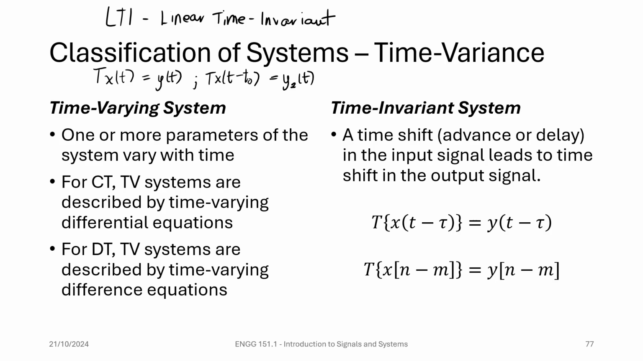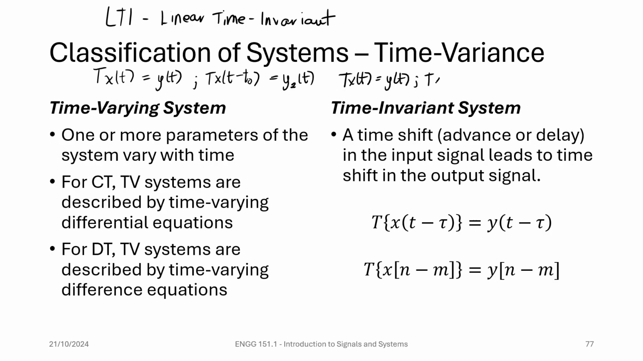Okay, so for CT, TV systems are described by time varying differential equations, and for DT naman, time varying difference equations. Okay, so let's go to time invariance. So, pag time invariance, no, let's use the previous example. A certain input, okay, operated with t to produce a signal y of t.